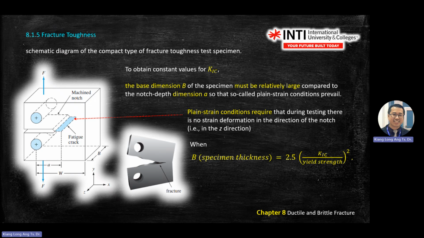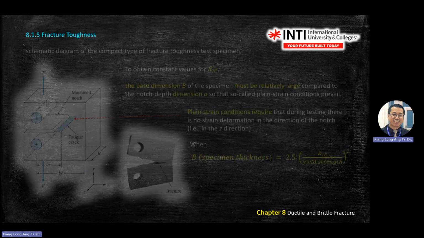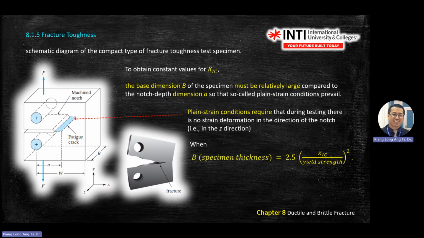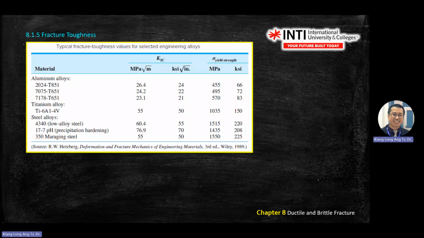B, the specimen thickness, when you need to conduct a test for this failure, will be 2.5 times the square of KIC divided by yield strength. Okay, in your lab report, you can discuss this one on the impact test, Charpy test, whether the dimension makes sense or not, something like that. Okay, you can go deep into that.